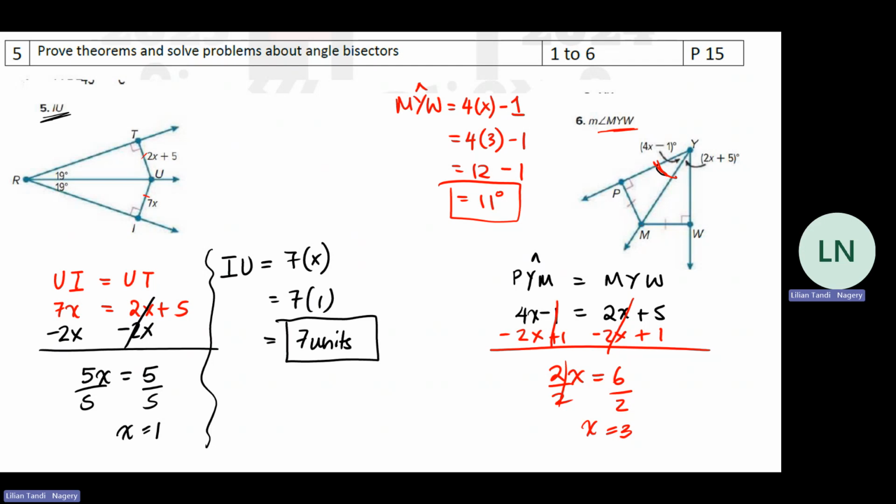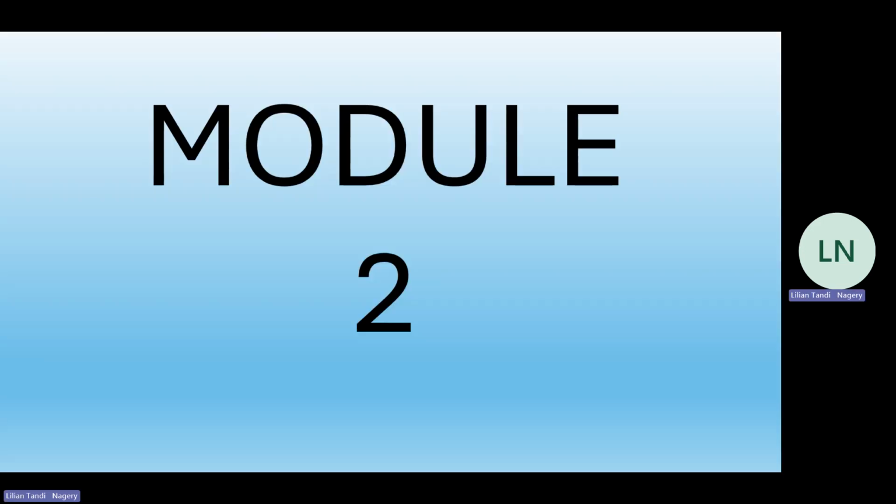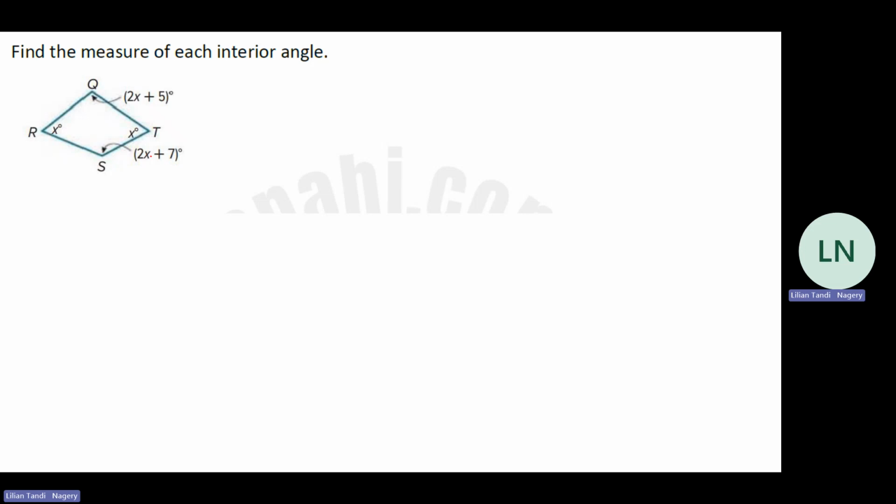Okay, now let's move on. Module 2 now. This is easy. We know that this is a quadrilateral, and we know these are interior angles of a quadrilateral. They should all add up to 360. So we know that QRST is a quadrilateral. Okay?